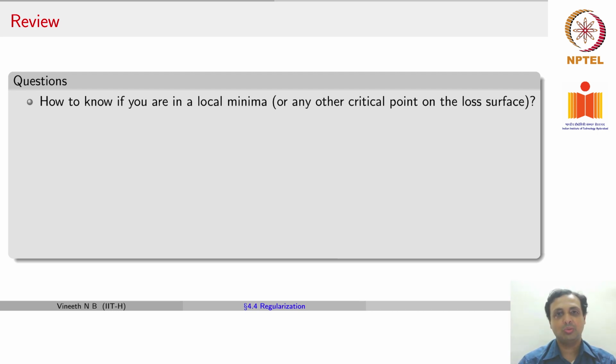The first question was how to know if you are in a local minima or any other critical point on the loss surface when you train neural networks. All the algorithms that we spoke about so far, backpropagation, gradient descent, all the variants of gradient descent, always had this clause in its while loop or for loop which said until convergence or until stopping criterion is achieved. What should be the stopping criterion?